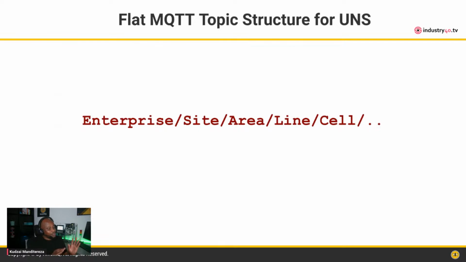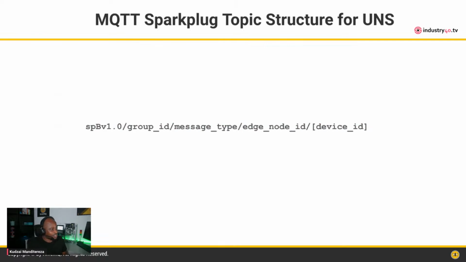So again, using flat MQTT topic structure, I think we've discussed this before. This is precisely how you'd map your ISA 95 topic namespace using a flat MQTT topic structure. By flat MQTT, I mean MQTT that is not enriched using Sparkplug. So this is your pure MQTT. This is typically how you'd structure that.